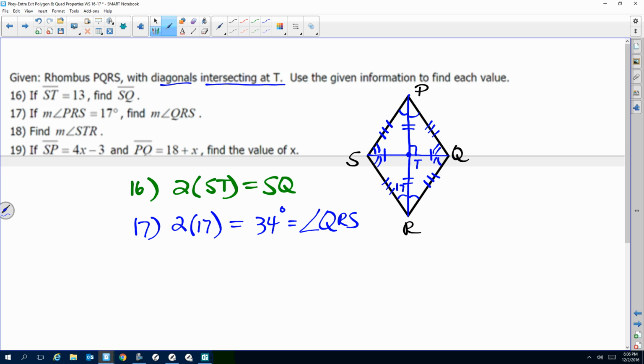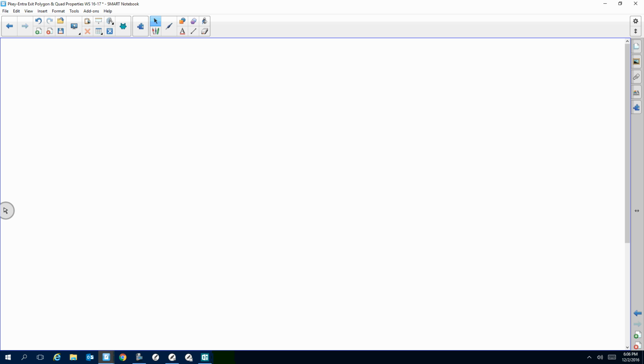Okay. Then they also want us to find on 18 STR. Well, that should be real simple because with the marking, diagonals are perpendicular. You got that. And then SP and PQ, also sides are congruent, we have that one as well. And I believe that is it.